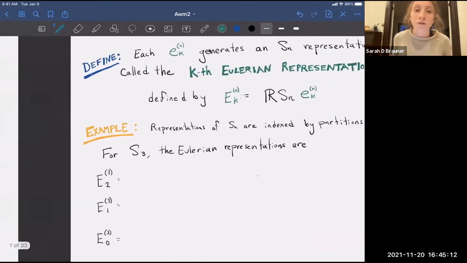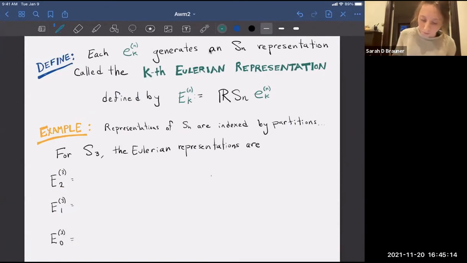Okay. And so the reason I bring this up is because what I'm interested in with respect to these idempotents today is the representations that they generate. So for each idempotent, I'm going to think about the kth Eulerian representation, which I'm defining to be the representation generated by the ideal generated by each idempotent in the group algebra.